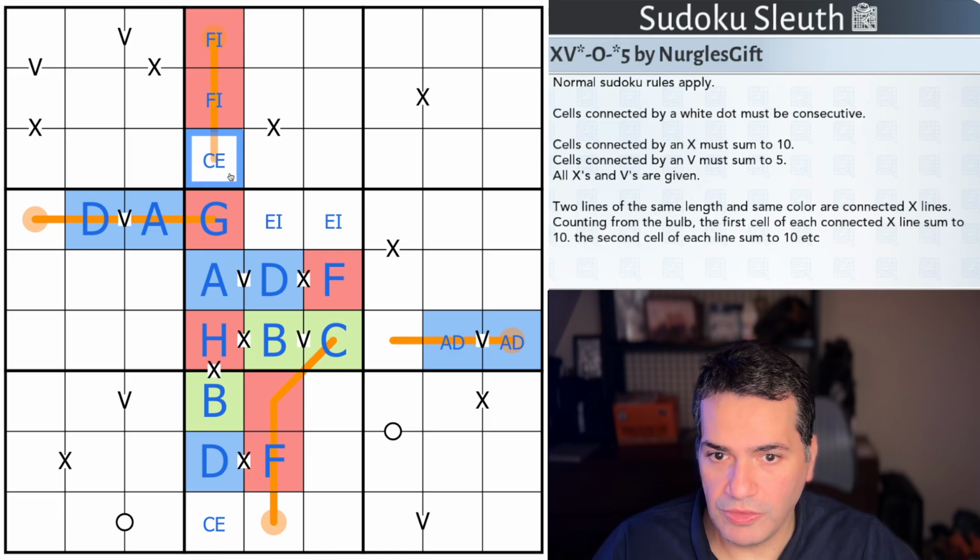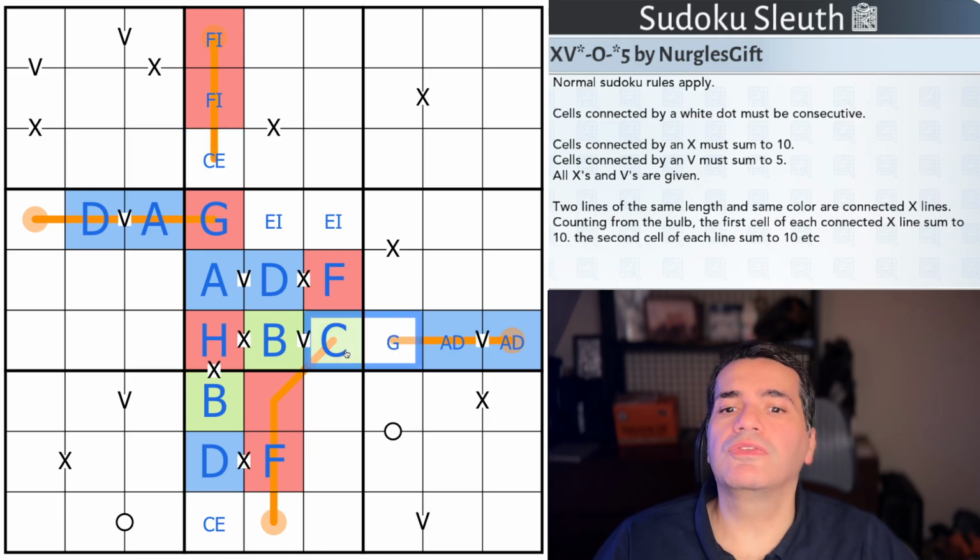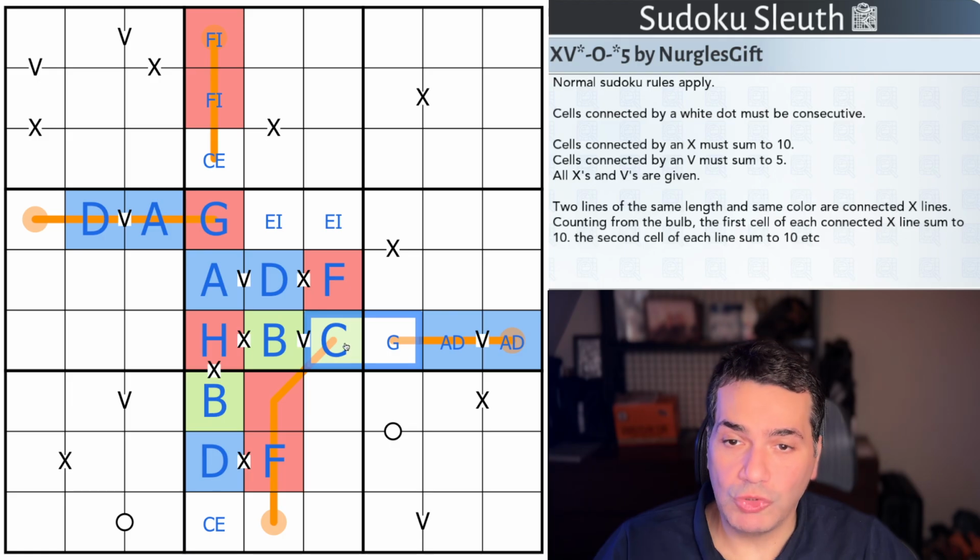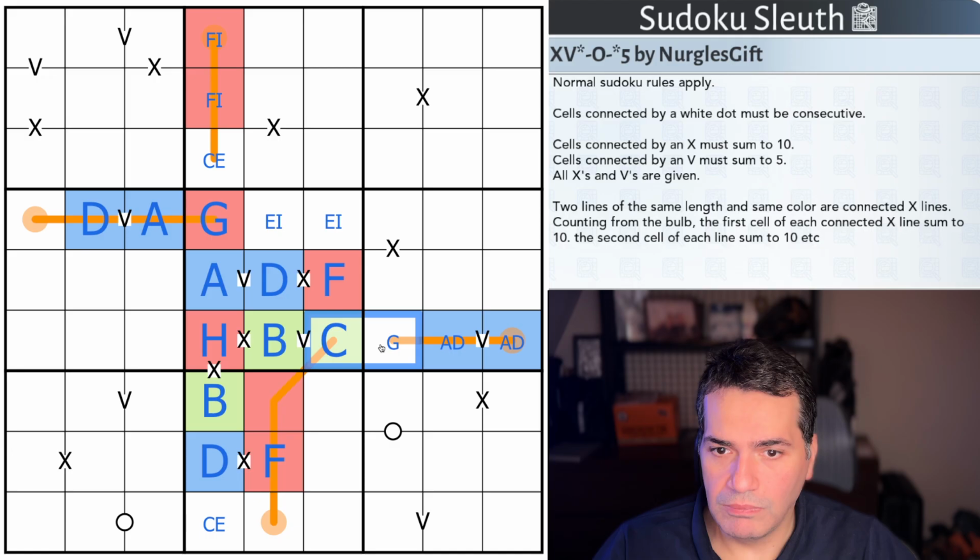Now, if this is C, this would be G, and then it breaks. There you go. So we do actually have 5s for sure on these connected lines, because if that's C, that will be G to add up to 10. But then if it's a G, this will make this a 10, and there's no X between them. So these are E's. This is a C.